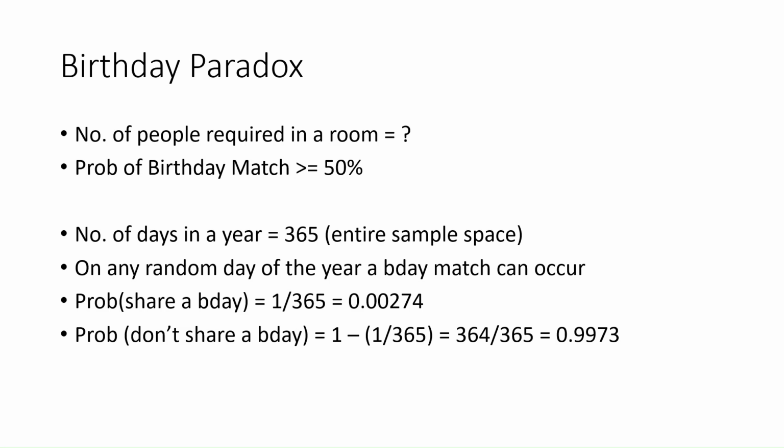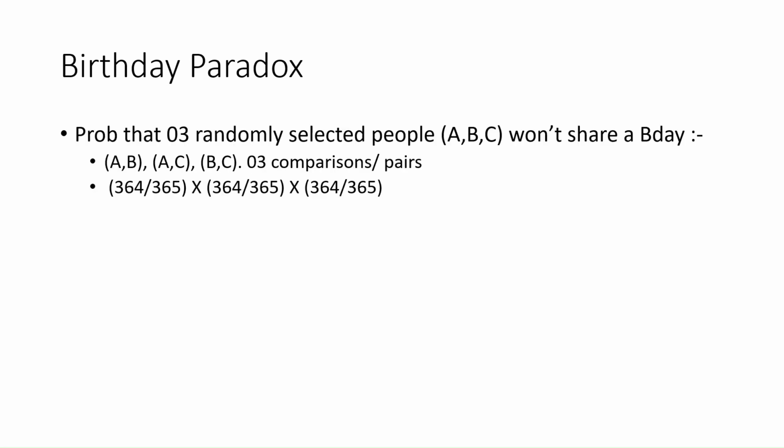With this, we move forward, and let's say that now there are three people in the room, all randomly picked: A, B, and C. What is the probability that when we pick them in pairs, they don't share a birthday? There are three possible pairs: AB, AC, and BC. And by definition, we have to figure out the overall probability that none of these pairs are sharing a birthday.